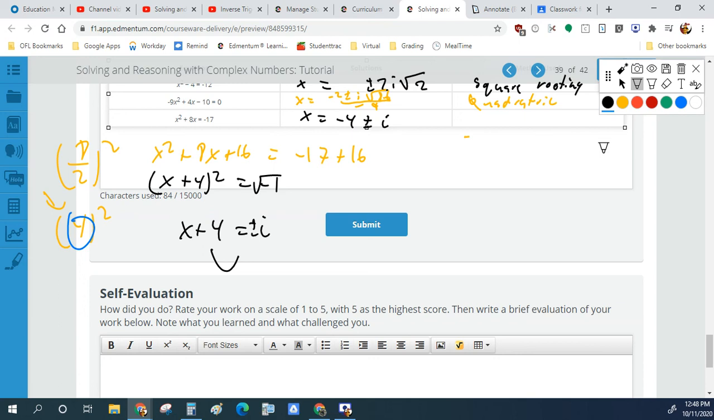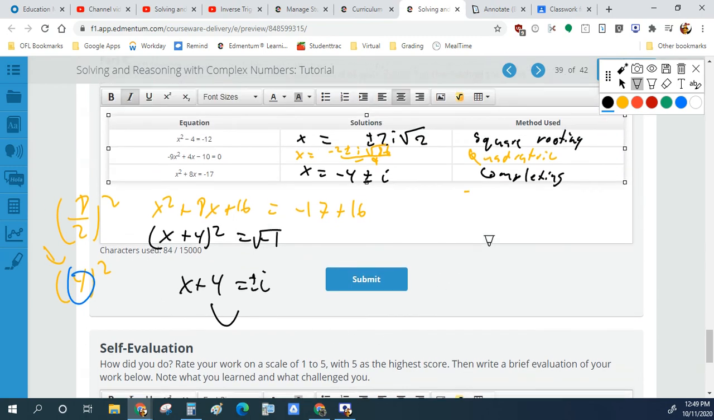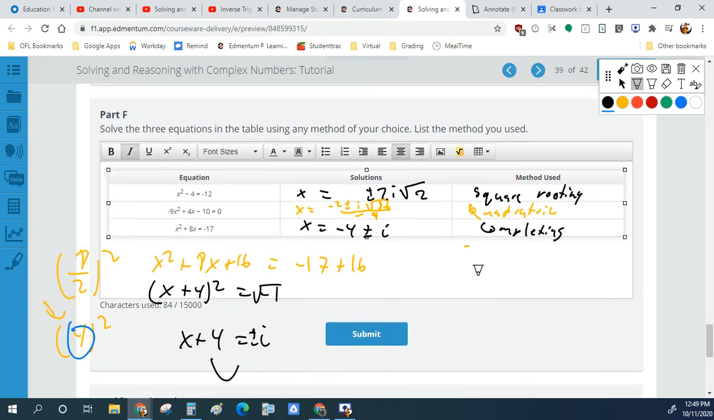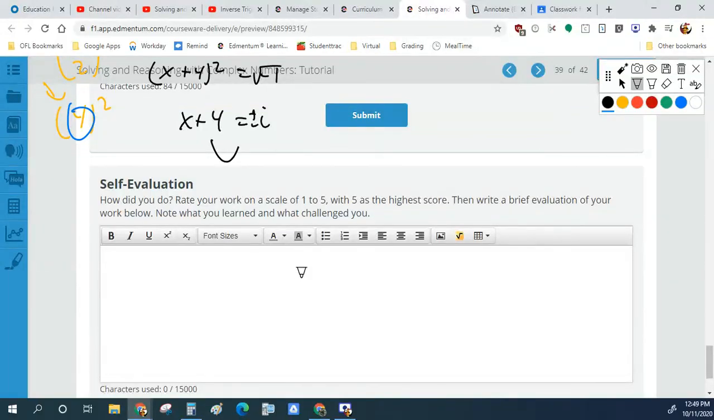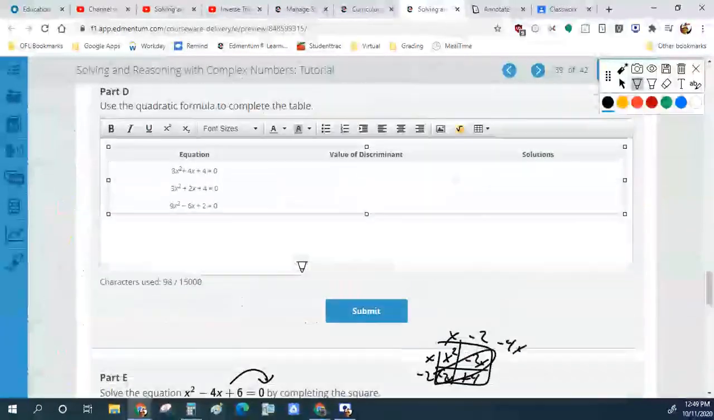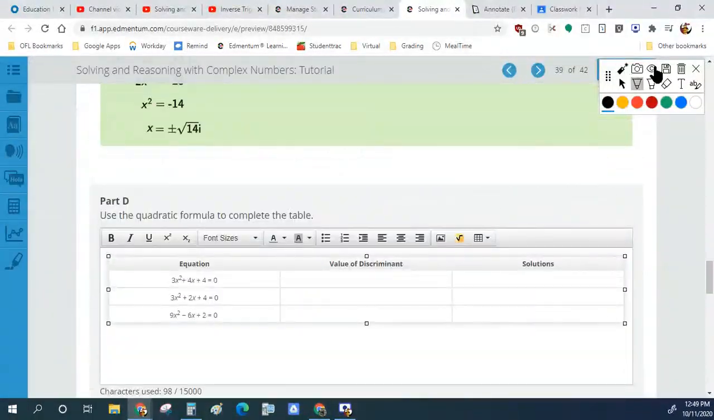Let's see here. What method did I use? Obviously, I use completing the square. So here, some challenges you might want to say when you're reflecting is if you have trouble understanding completing the square, if you have trouble memorizing the quadratic formula, things like that, I would definitely write that in here because there is a lot to this.